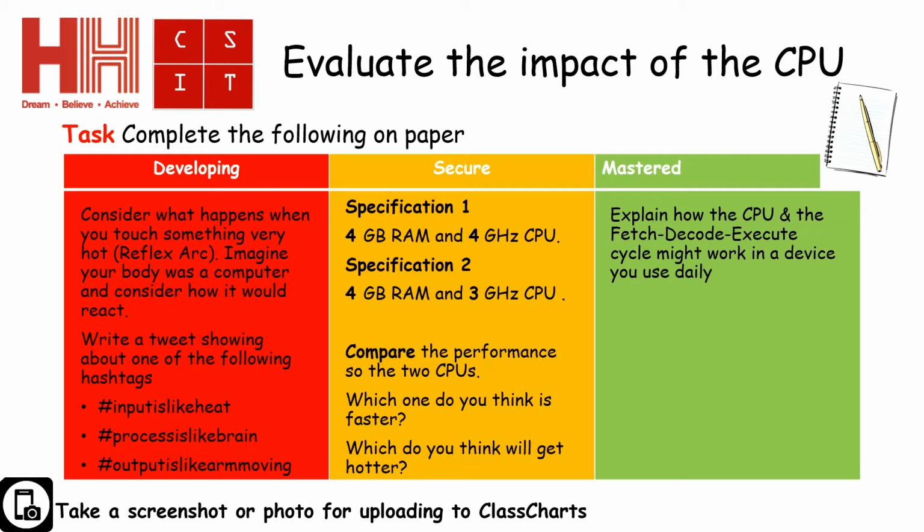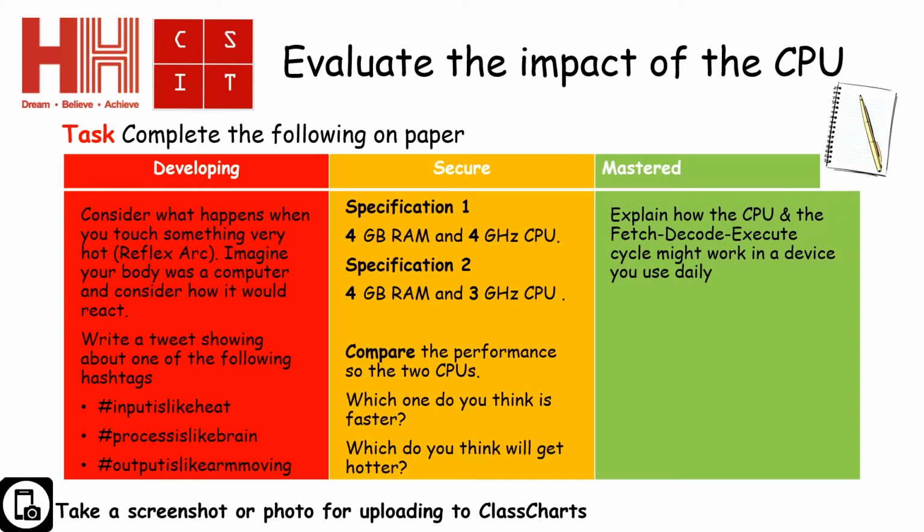The way you're going to do this, you're going to write a tweet about one of the following hashtags. You can choose between hashtag input is like heat, or hashtag process is like brain, or hashtag output is like arm moving. So choose one of those and write a tweet. You only need to do one of them.